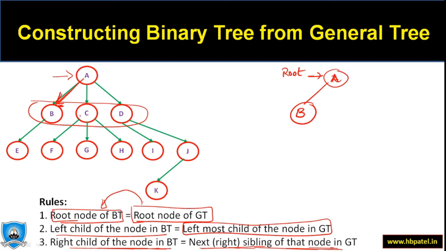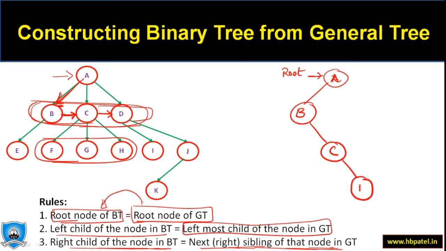We can see that B, C and D are siblings. Siblings are nodes for which the parent is common. For example, F, G, H: F, G and H are the nodes for which the common parent is C. So the next node after B is C, so in the binary tree, C will go on the right-hand side. The next node after C is D, so in the binary tree, D will go on the right-hand side of C.